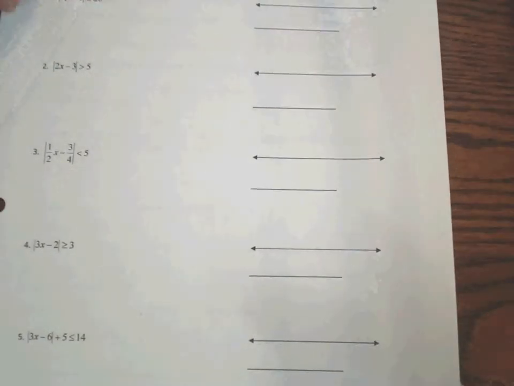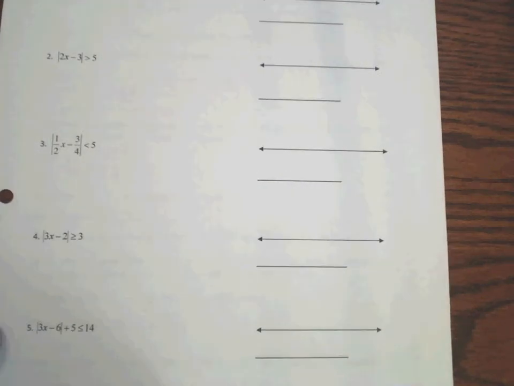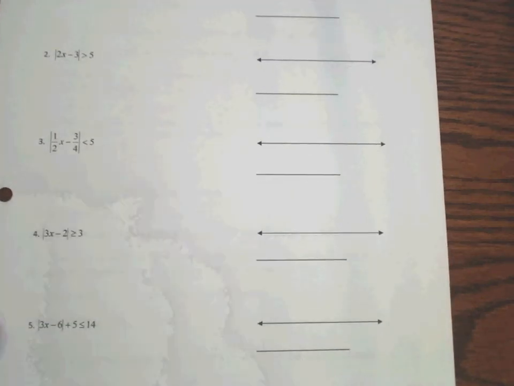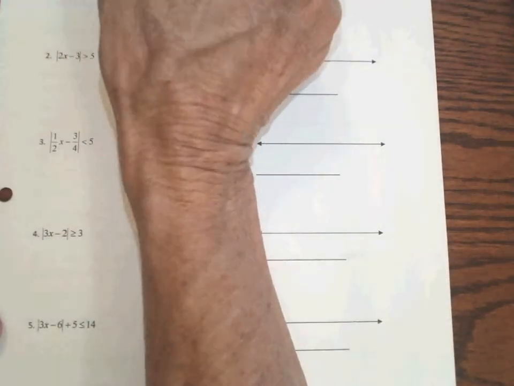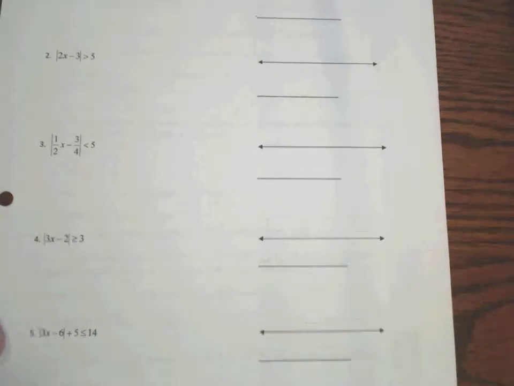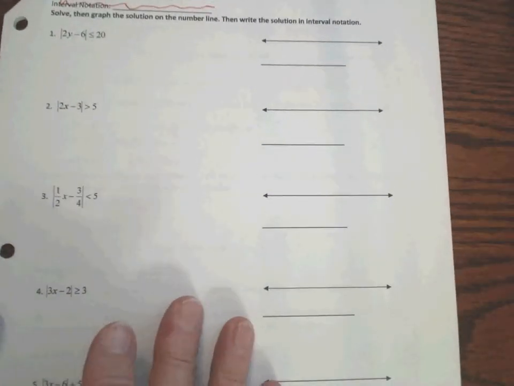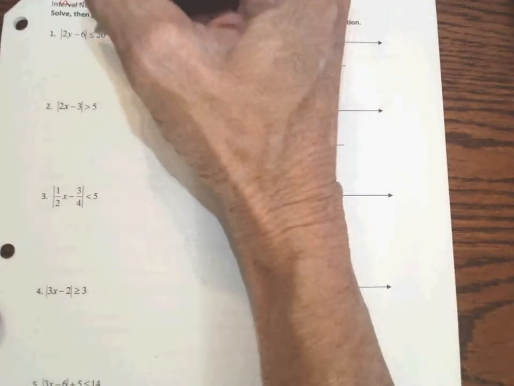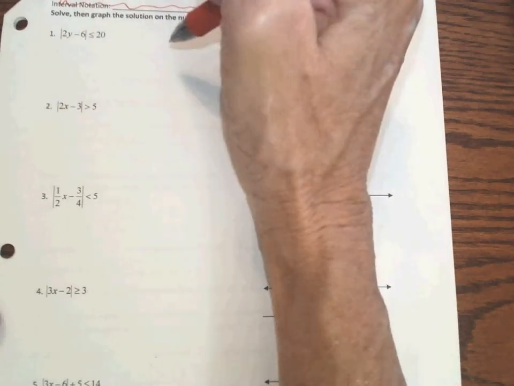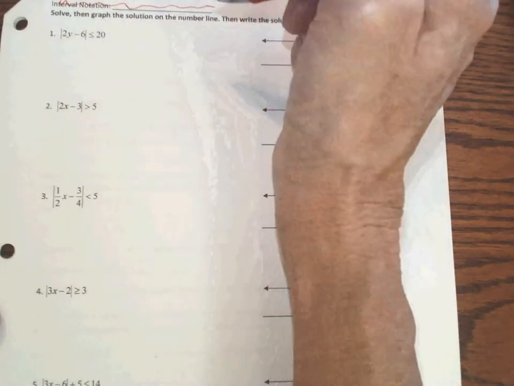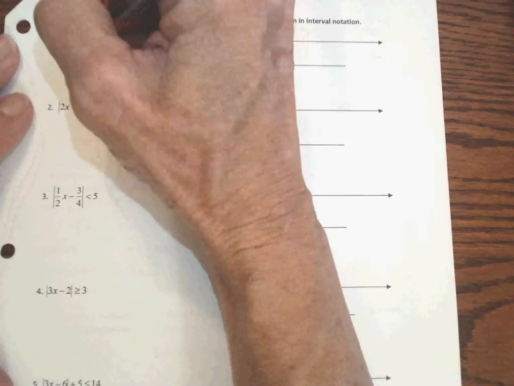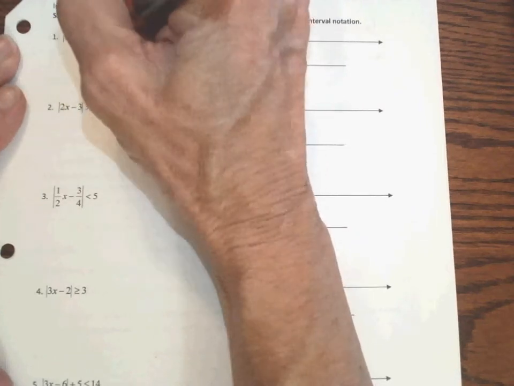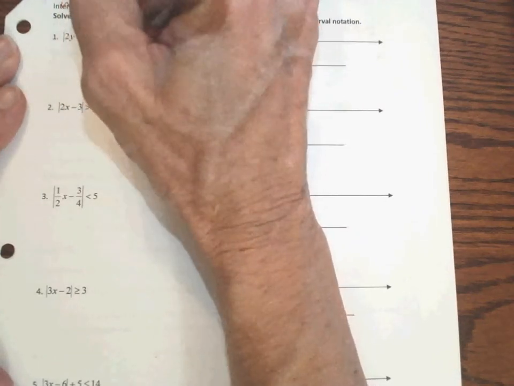Alright, so here's 6 examples of problems that we would have to do for solving inequalities with absolute values. So the first thing to do is to look at the problem and determine, is it "and" or "or"? That way you know how to set it up. Okay, so this problem is a less than. Okay, so this is going to be "and".